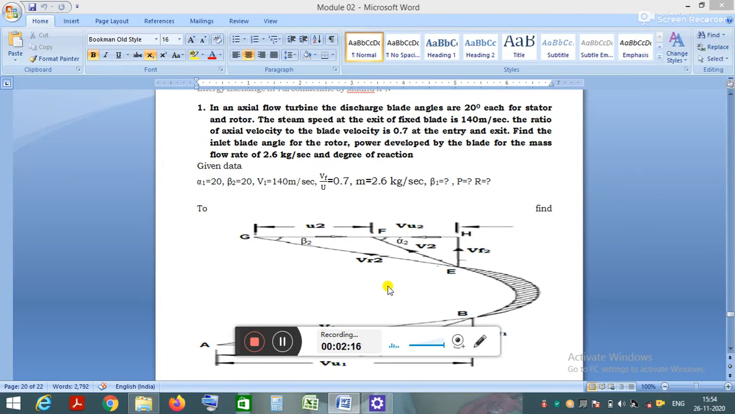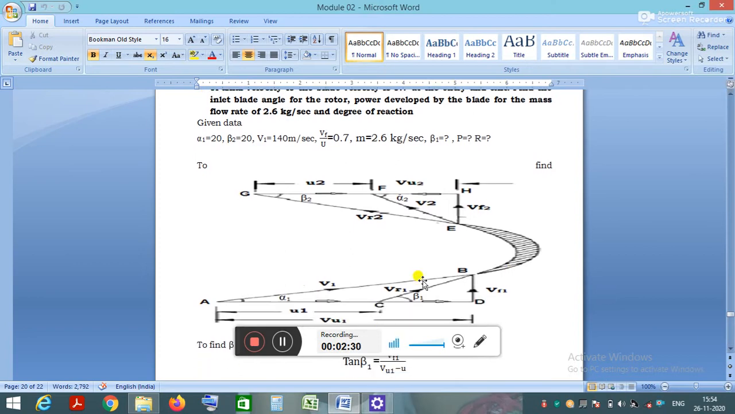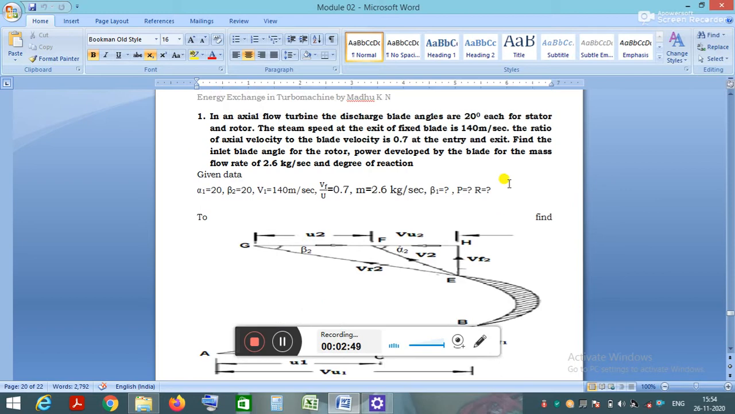The stator discharge angle is nothing but the angle made by the fluid at the inlet of the blade, that means alpha 1. How does the fluid enter? It comes out of the nozzle at an angle alpha 1. The discharge nozzle is in the stator, it doesn't rotate. Alpha 1 is 20 degree each for stator and the rotor.